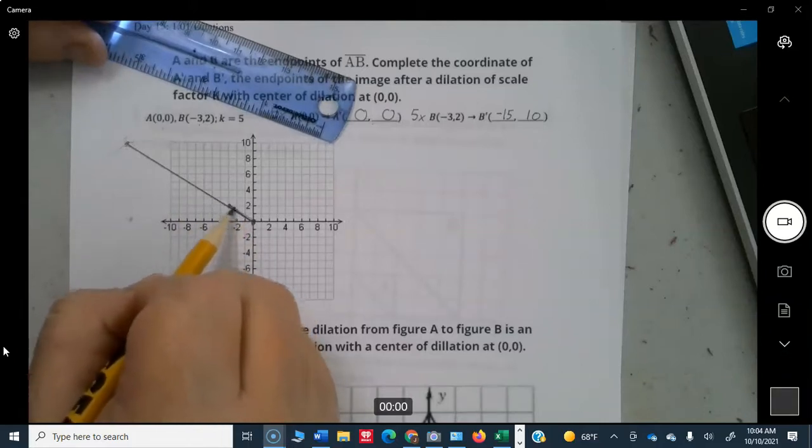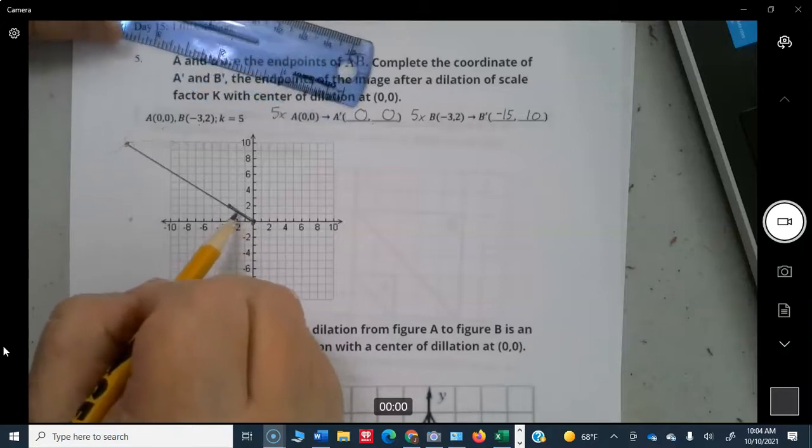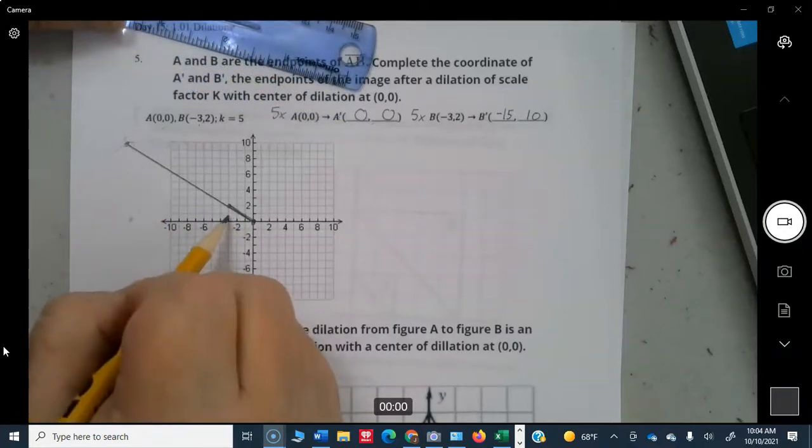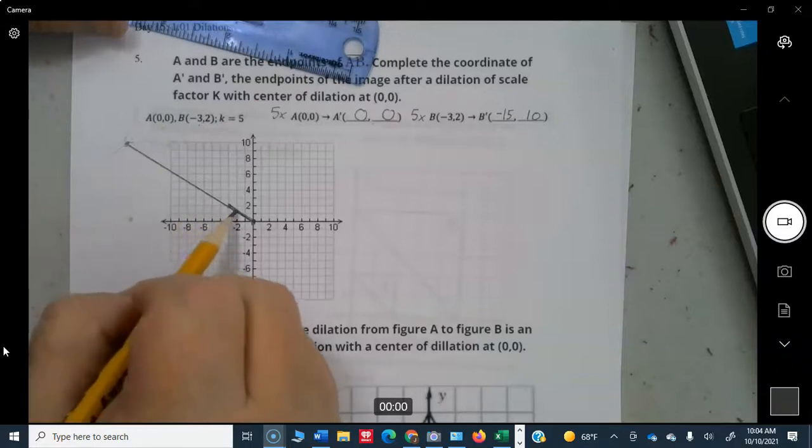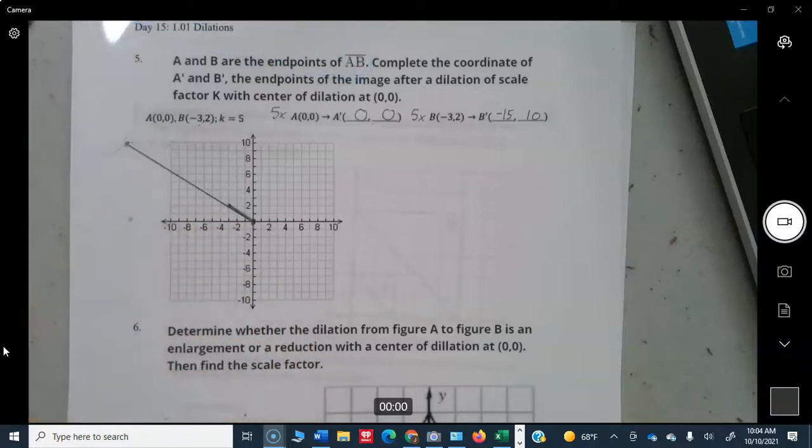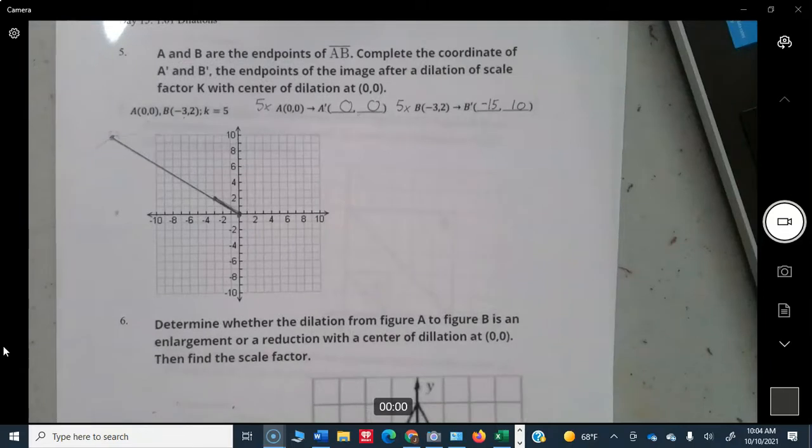So this line, if you were to measure it, the shorter line is 1/5 the length of the longer line. Or put another way, the longer line is 5 times the length of the shorter line. I'm not going to measure that to prove it. It's true. All right, let's keep going.